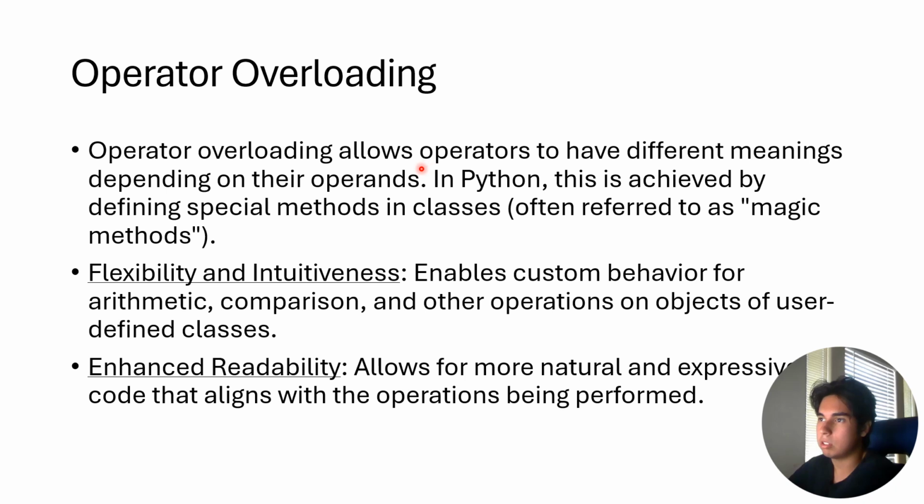Operator overloading. This allows operators to have different meanings depending on their operands. In Python, this is achieved by defining special methods in classes, often referred to as magic methods. Flexibility and intuitiveness: it enables custom behaviors for arithmetic, comparison, and other operations on objects of user-defined classes.